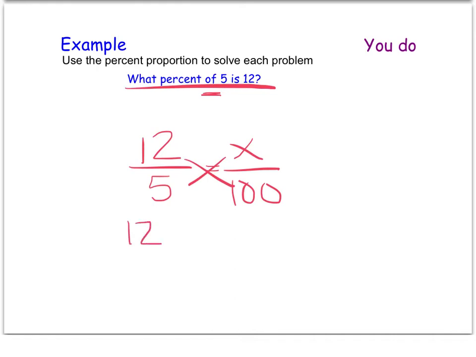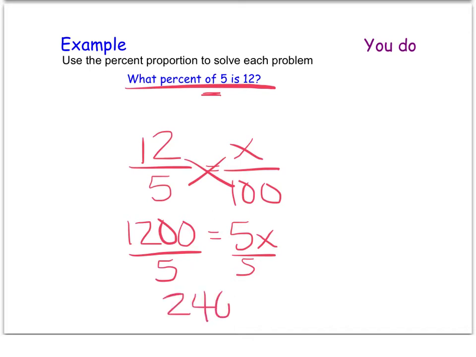So we have 1200 equals 5x, and we divide by 5 on both sides, and 1200 divided by 5 is 240. And we're looking for percent, so that's percent. X is 240%.